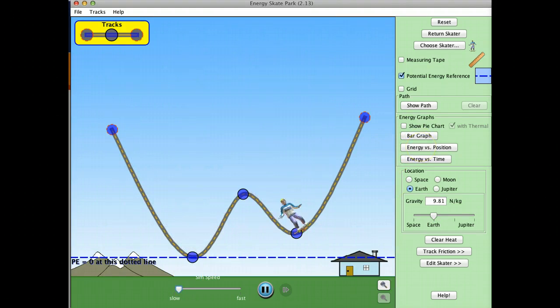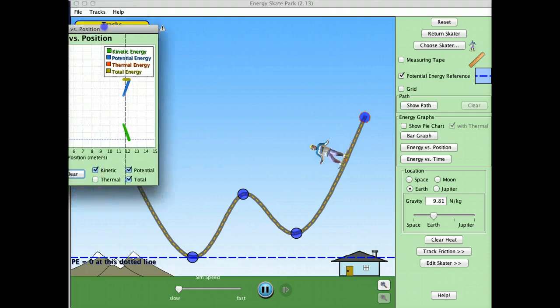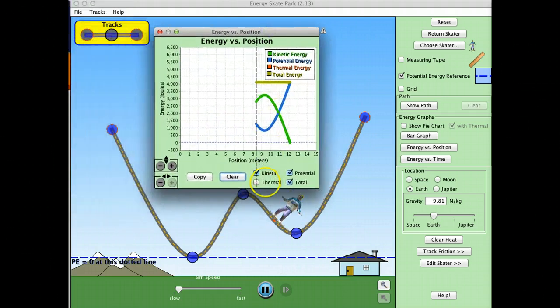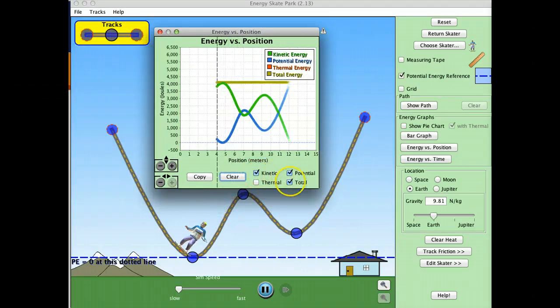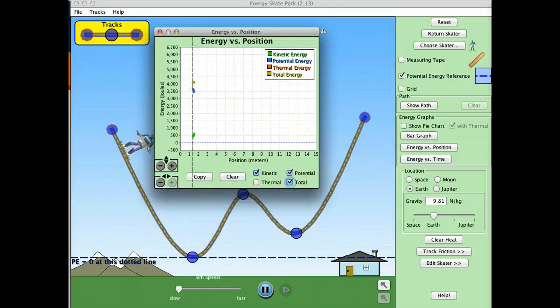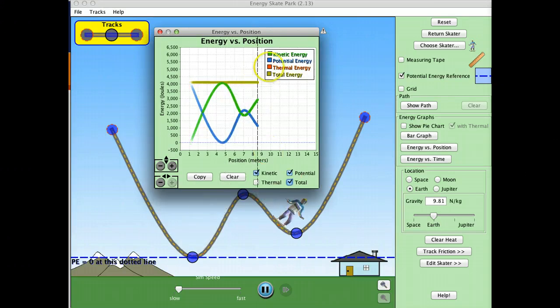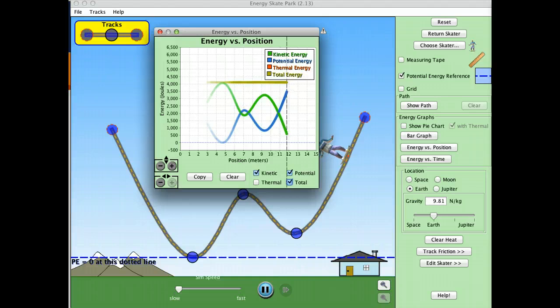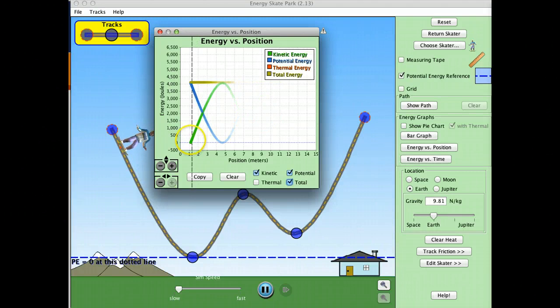So if we look at energy and position, this may make some sense to you, or it may not. What this shows is I've clicked on kinetic energy, potential energy, and total. Let's leave total in for a second. Let's just look at this graph. Now, if this graph is confusing to you, I'm going to show you another one in just a second. Kinetic energy is the green. So we can see what's happening. Kinetic energy goes to 0, goes back up, comes down, back up, and down. Something interesting happens here.